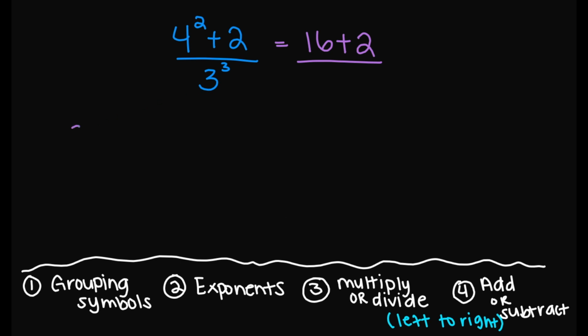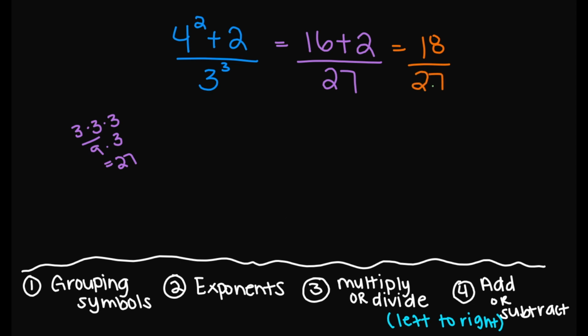3 cubed. So you have 3 times 3 times 3. 3 times 3 is 9. And then times another 3, this is going to be 27. So 3 cubed is 27. So my denominator, you're going to get 27. 16 plus 2, this is going to equal 18. And then that's going to be over 27.